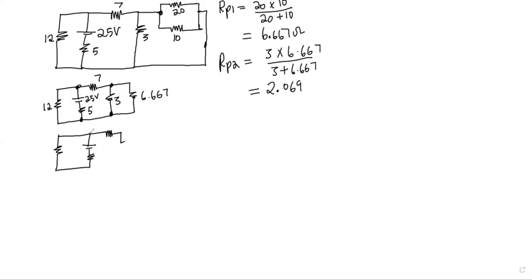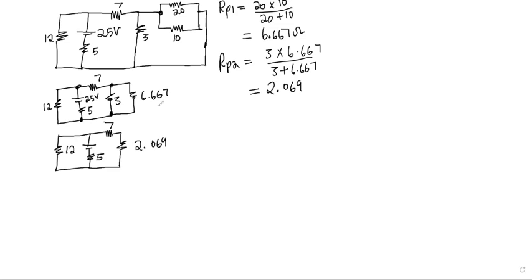The 7 ohm. So the combination is 2.069. The 7 ohm will still be there, and the 5 ohm, the 12 V supply.